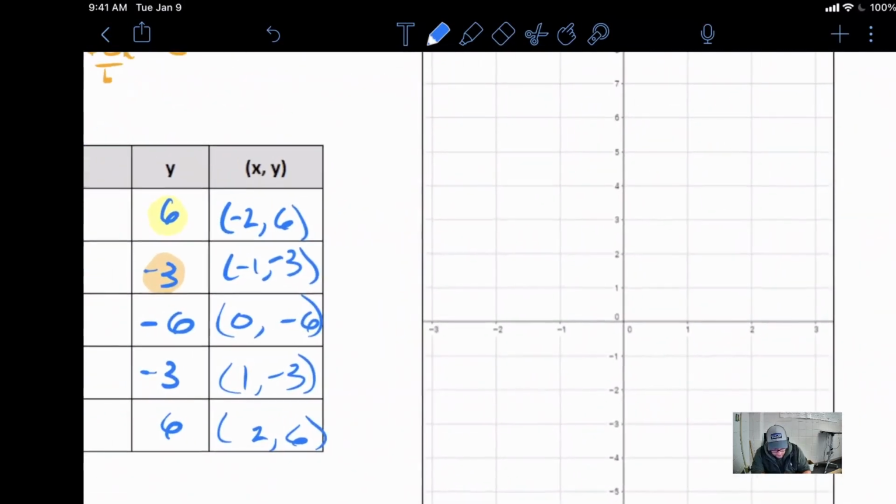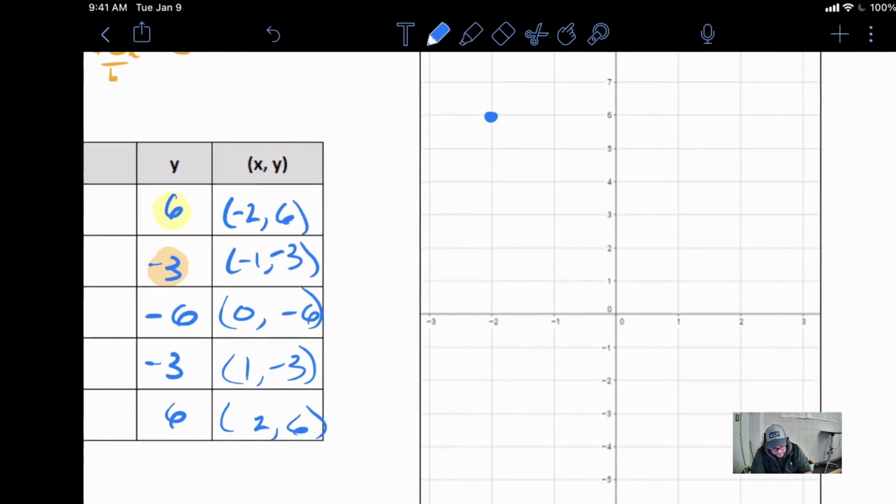So coming over here, negative 2, positive 6 would give us a point right here. Negative 1, negative 3 would give us a point right here. 0, negative 6 gives us a point right here. 1, negative 3 gives us a point right here. And 2, 6 would give us a point right here. So you can see your parabola coming through.